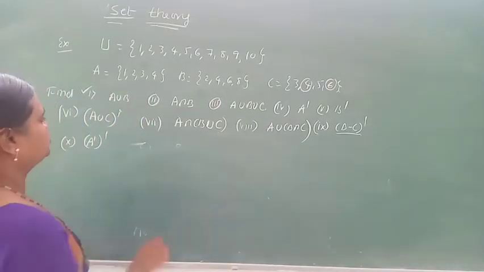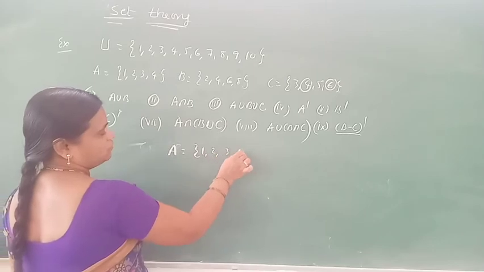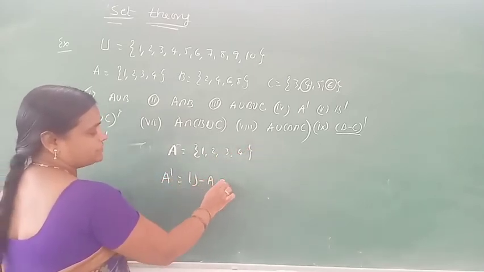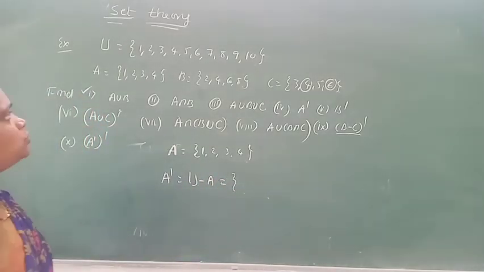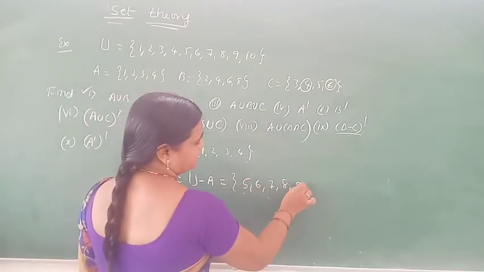Next. A. What is our A? 1, 2, 3, 4. A dash means U minus A. Element present in U but not in A. We have to remove the elements belonging to A. 1, 2, 3, 4 we have to remove. 5, 6, 7, 8, 9, 10.